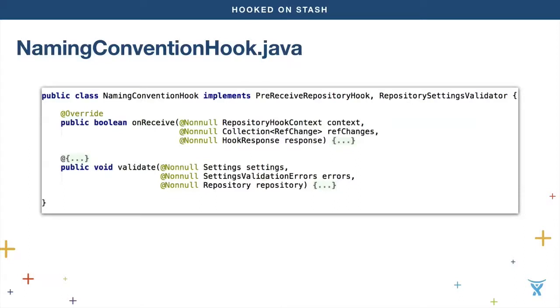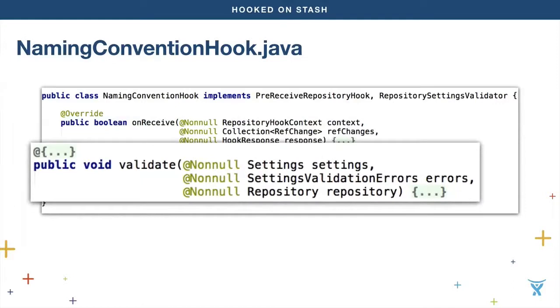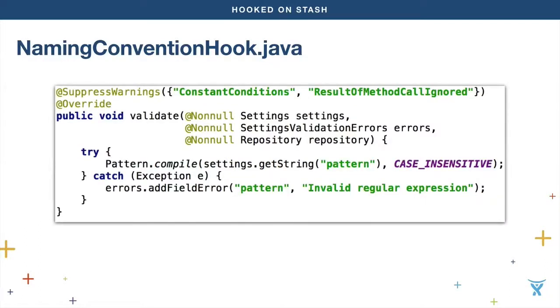And you may have noticed before I was implementing another interface on my naming convention hook, the repository settings validator. That requires you to implement one method, the validate method. It takes in the settings, which are going to be persisted to the database, an error object, which allows you to collect any errors that are wrong with those settings, and the repository that you're storing them for. If we jump into our implementation, it looks a little like this. It's fairly simple. We're just compiling the pattern and catching the parse exception if it occurs, and adding a field error for that exception. So now we've validated it, and we've got our Java implementation.